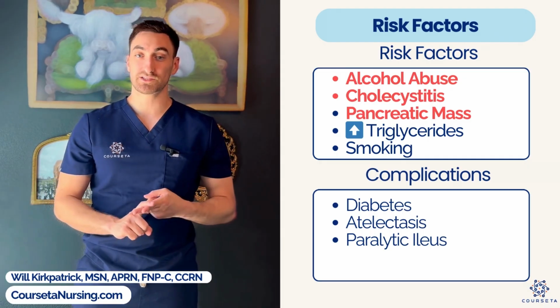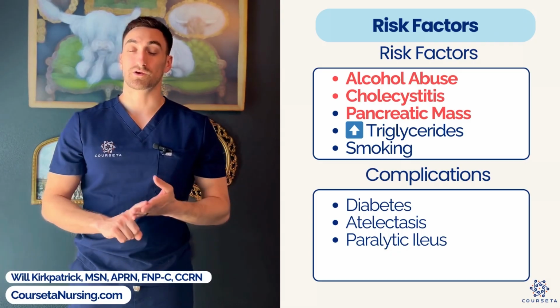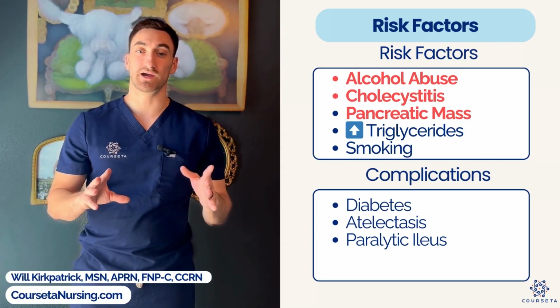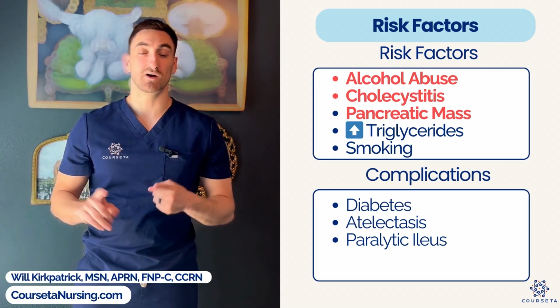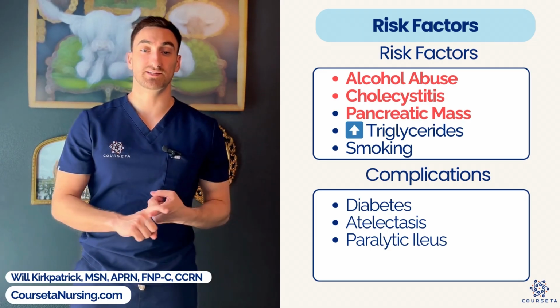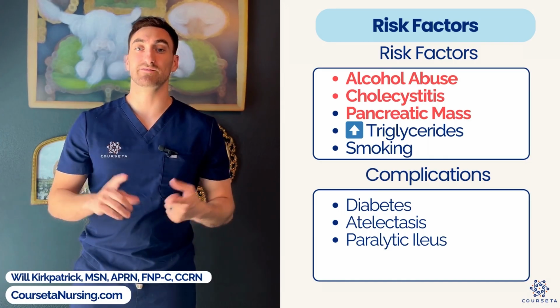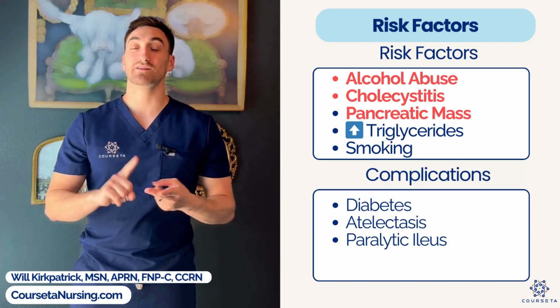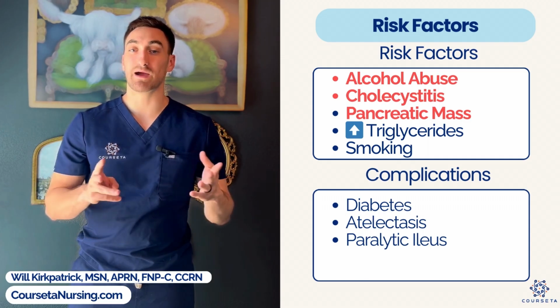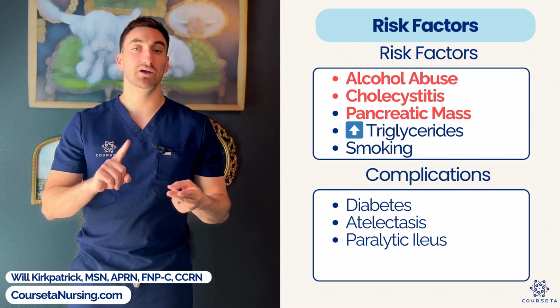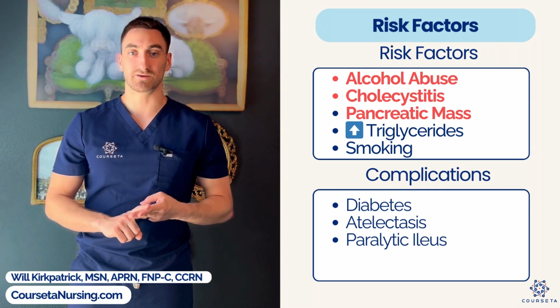Other risk factors that they like to highlight on your nursing exams and NCLEX are obesity, high triglycerides, smoking, corticosteroids, and don't forget these other two: pancreatic masses or cancer in those ducts causing obstruction, preventing those enzymes from getting to the duodenum, so they get activated in the pancreas once again, and the biliary obstruction, so cholecystitis. So make sure you remember those top three that I gave you: alcohol abuse, cholecystitis, and cancer, so masses in the ducts themselves.